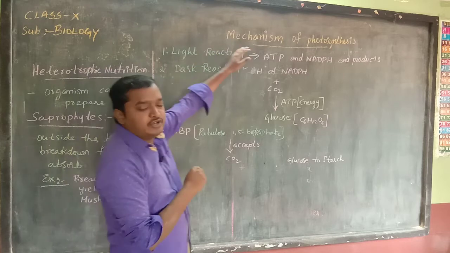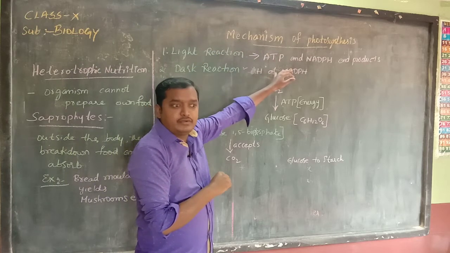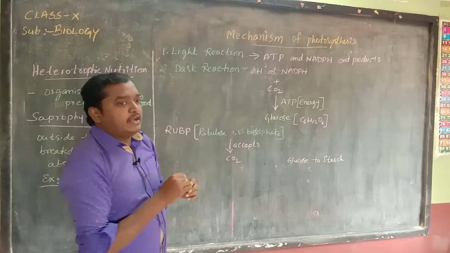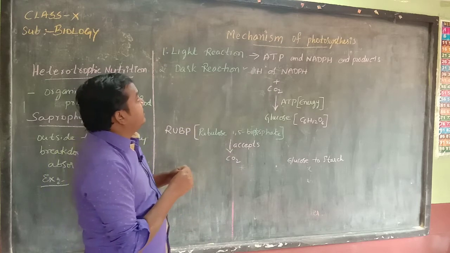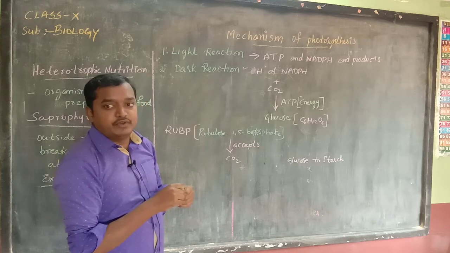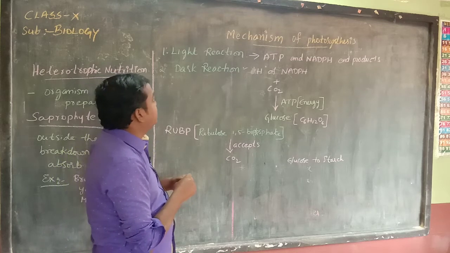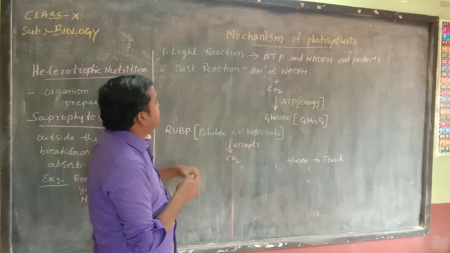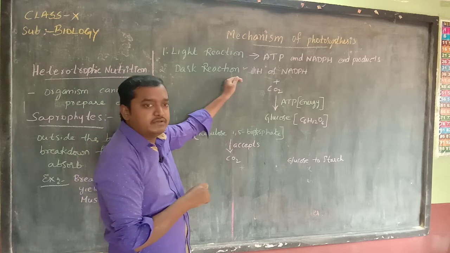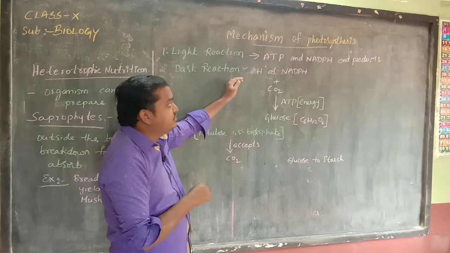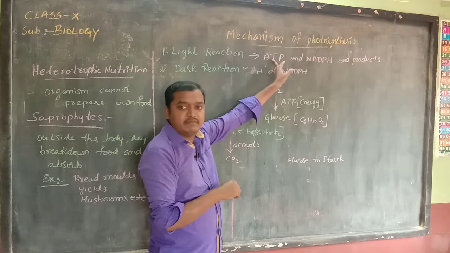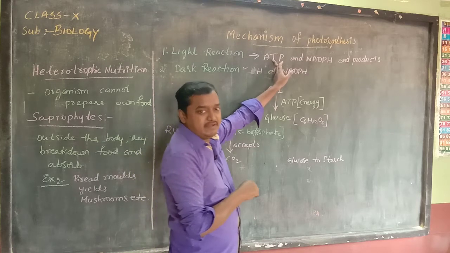So the light reaction is also called the photochemical reaction. The dark reaction means it does not require any light. The energy required is utilized from the ATP source. ATP is the energy supplying material. In general, I am saying it in simple language.